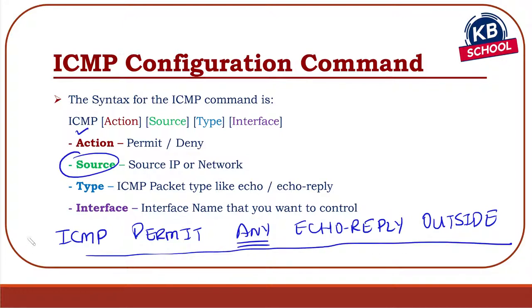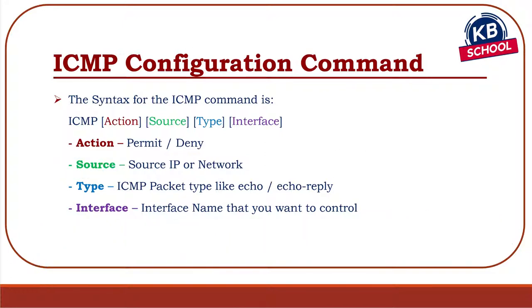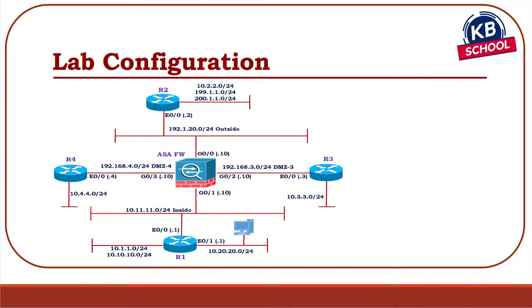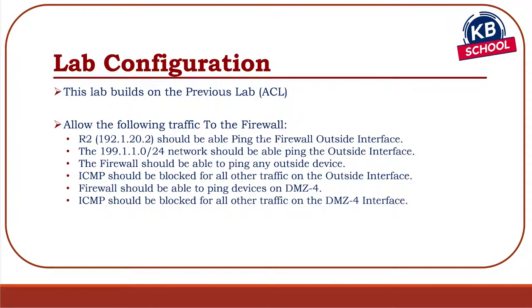But then again, if I put one command in, the implicit deny any will take care of the rest of the ICMP traffic. It's going to block everything else. So based on this, we'll do a lab over here real quick. This is the same topology now. The requirement that I have is that R2 20.2 should be able to ping the firewall outside interface.